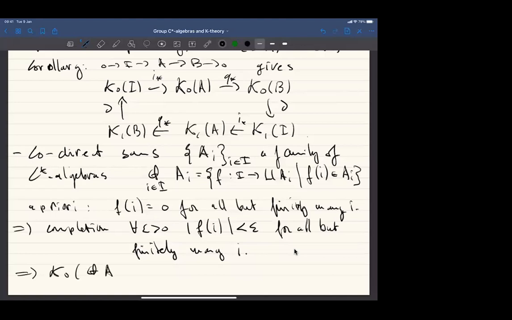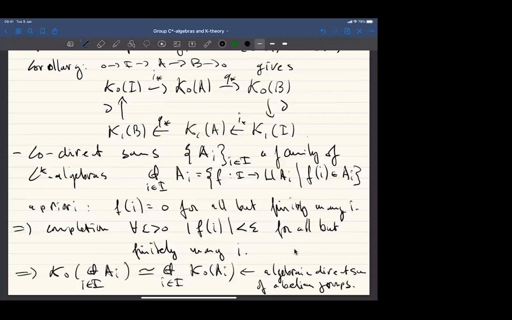If you take this C-star algebraic direct sum, then the K-theory distributes over that, where this is now the algebraic direct sum of abelian groups. So if you have a decomposition of a C-star algebra into such a direct sum, then you can compute the K-theory by computing the K-theory of each component.